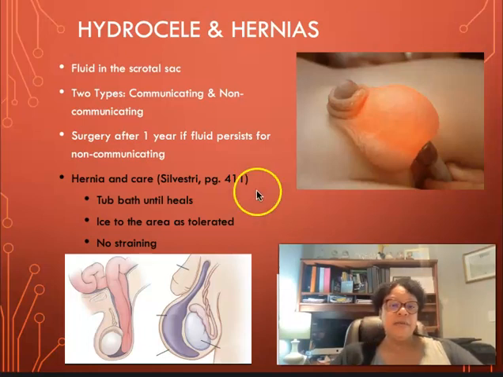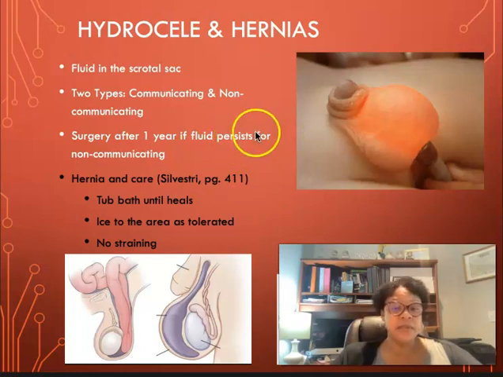I've taken care of infants who've had this. It looks bad to the parents. We just need to educate them on what is actually going on, and that this is easily resolved and can be resolved very quickly with surgery on the same day.